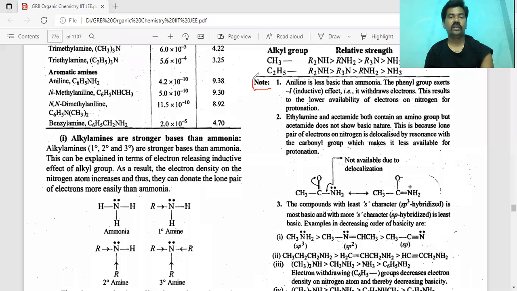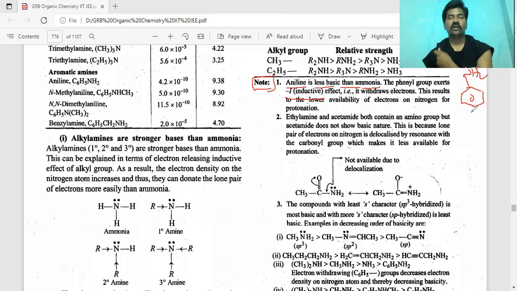So note here, very, very important: aniline is less basic than ammonia. This is called aniline, C6H5NH2. The phenyl group exerts a minus I effect. Plus I effect increases the basicity of amines, because electron density will be increasing on nitrogen. If more alkyl groups are present, then electron density will be more on nitrogen. It can donate more electrons, so the basicity will be more for such amines.